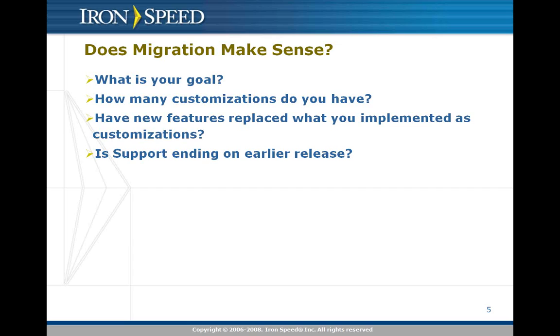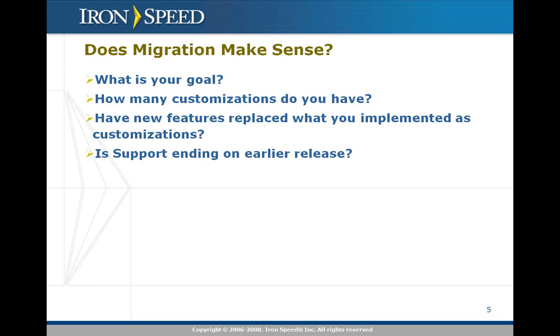How many customizations do you have? One of the important things that you want to ask is, what kind of code customizations did you implement? For example, are the customizations that you implemented being replaced by new features that are introduced in version 7.0, and do you really want to carry those code customizations forward or not? Do you want to ditch them and then implement the same thing in the new version or not?